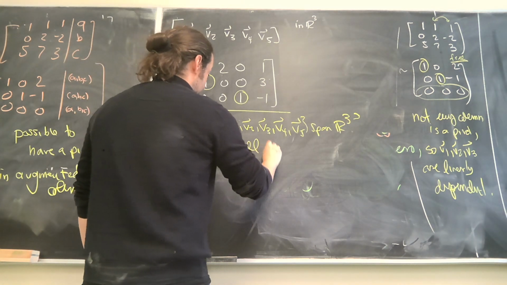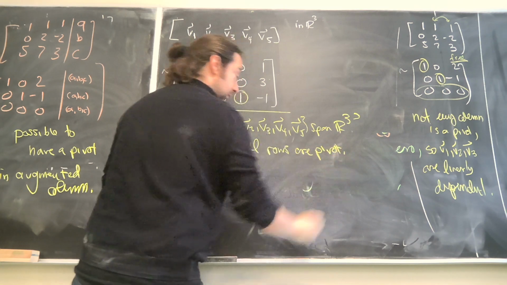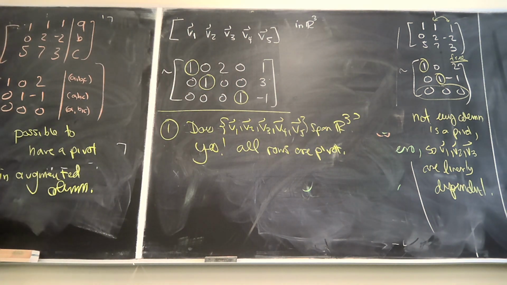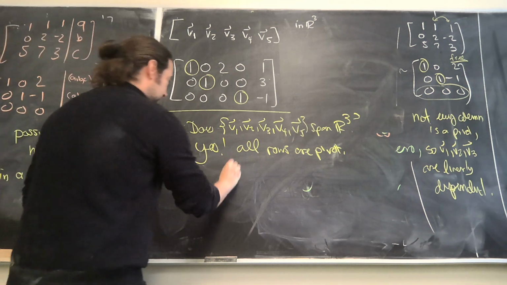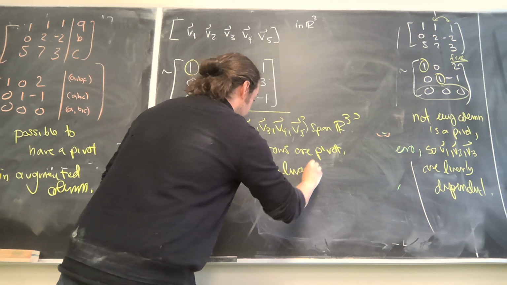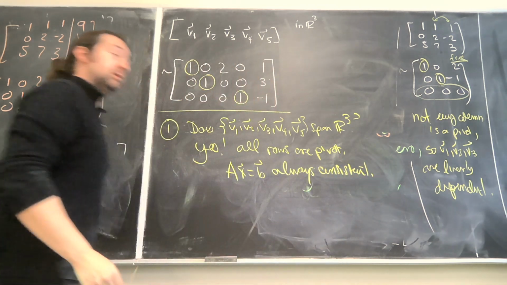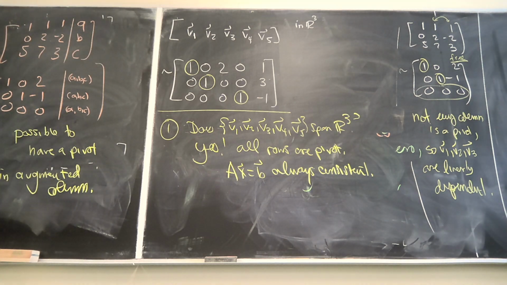All rows are pivot, which means Ax equals b is always consistent. Always consistent. Second question, is the set linearly independent?